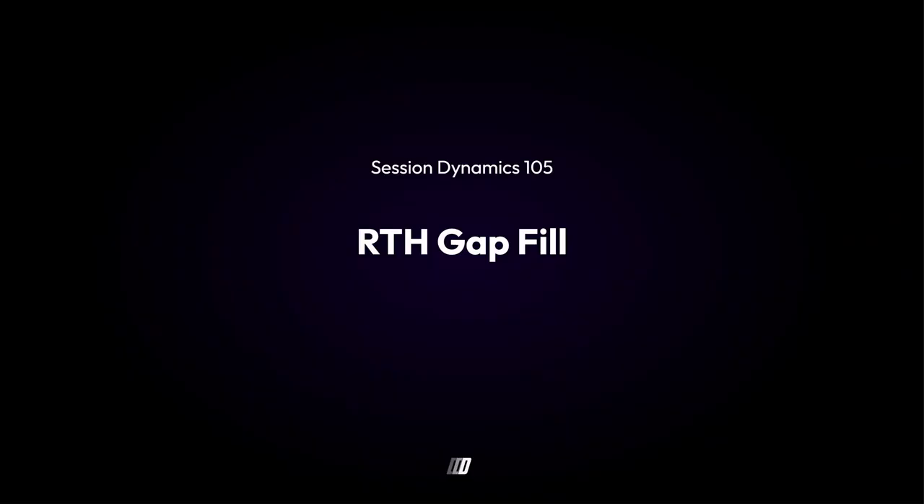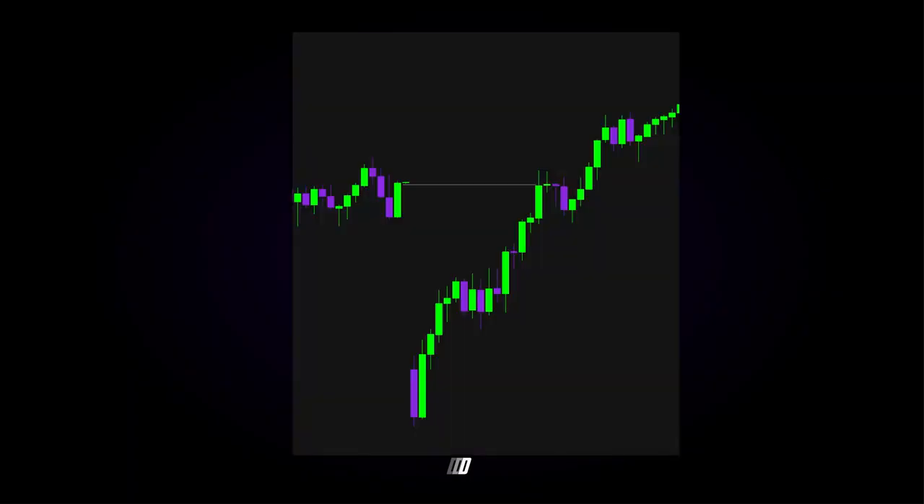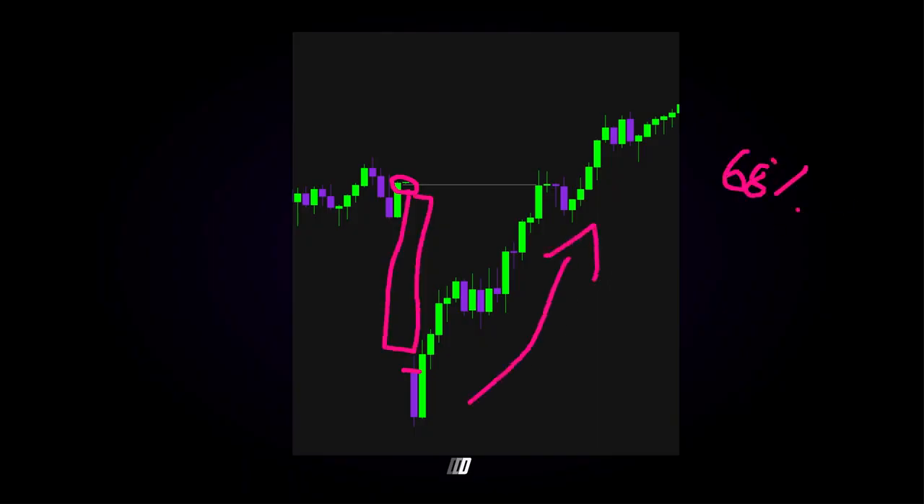Hi, and welcome back to the Last Session Dynamics lesson 105, RTH Gap Fill. The RTH Gap Fill is nothing more than a gap between the closing price of the previous regular trading hour session, or the cash session, and the opening of the new one. If there is a gap between them, we have a 68% chance that it will get refilled.